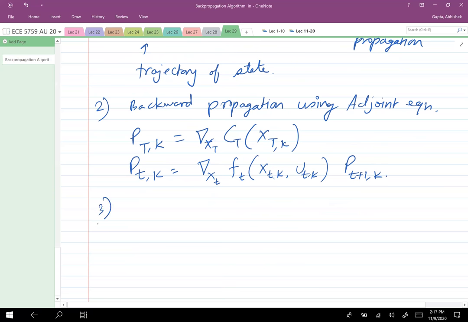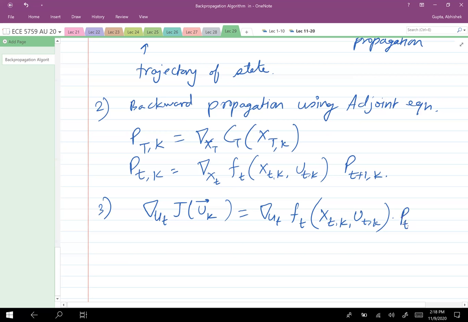Then the third step is to compute the gradient with respect to u_k. So the vector u_k is the sequence of actions at step k of the algorithm, which is merely the gradient of f with respect to u, at x_t^k, u_t^k, times p_{t+1}. And then the usual gradient descent step.